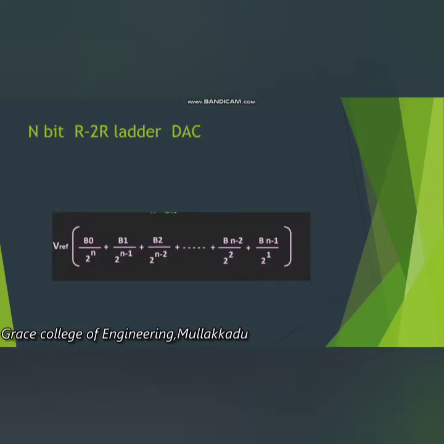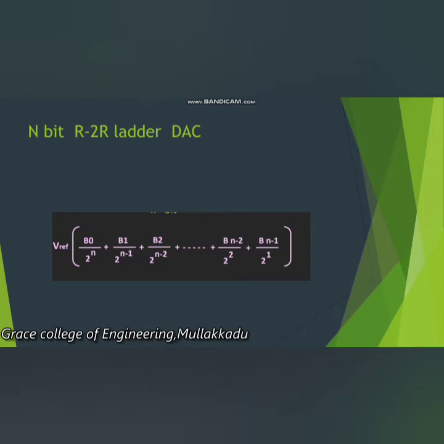This is the formula for calculating the equivalent analog output value for an n-bit R2R ladder DAC network. Here the formula we have used is V reference into B0 divided by 2^n plus etc., up to however many bits we are using in the R2R ladder network. Up to the last bit we have to take B0 by 2^n plus B1 divided by 2^(n-1) plus B2 divided by 2^(n-2).